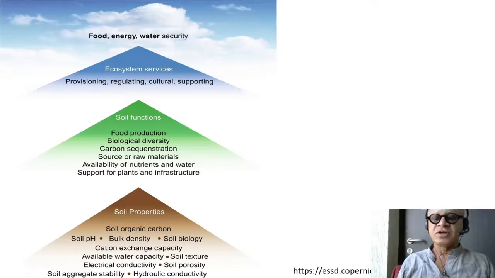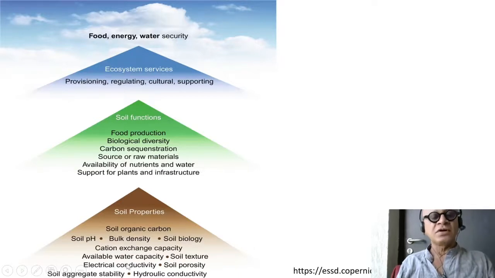So what are the soil's roles? Why should we worry about saving soil? Soil properties: organic carbon, pH, bulk density, biology, cation exchange capacity for various reactions, available water capacity, soil structure, electrical conductivity, which is often a measure of salt in the water in the pores, soil porosity, aggregate stability, and so on. Soil functions are very critical for us for saving the soils, in addition to just worrying about mitigation. It's also all about food security.